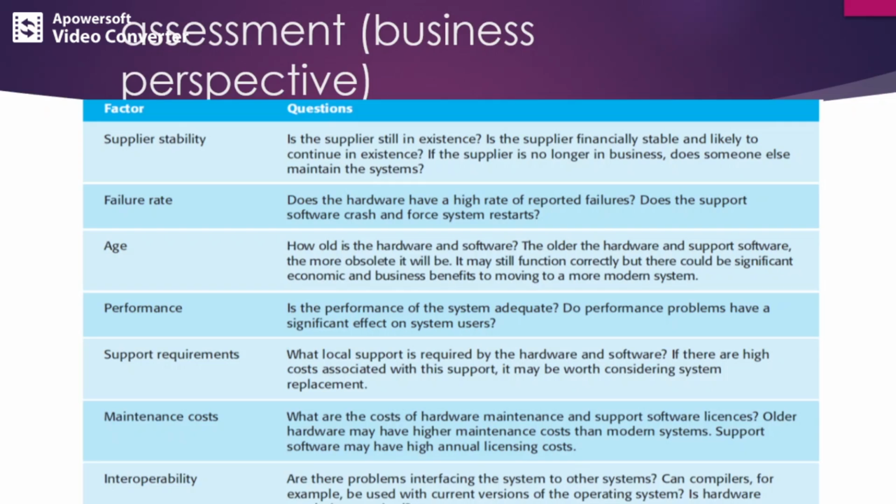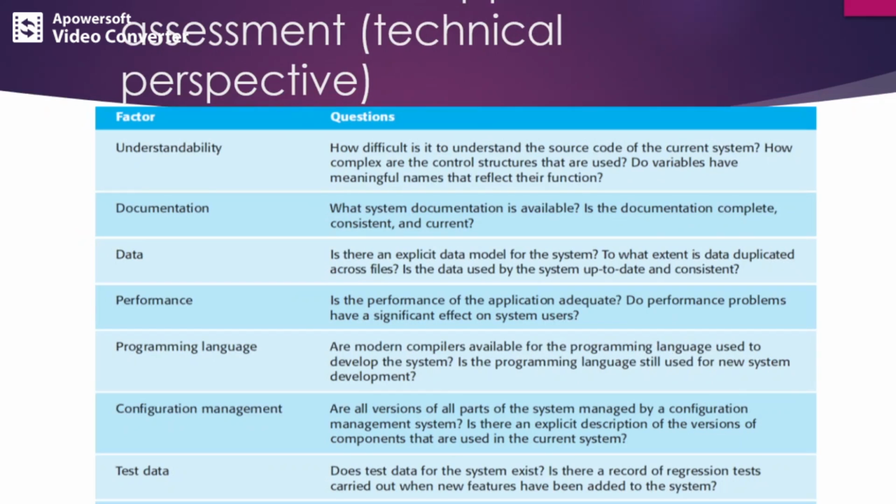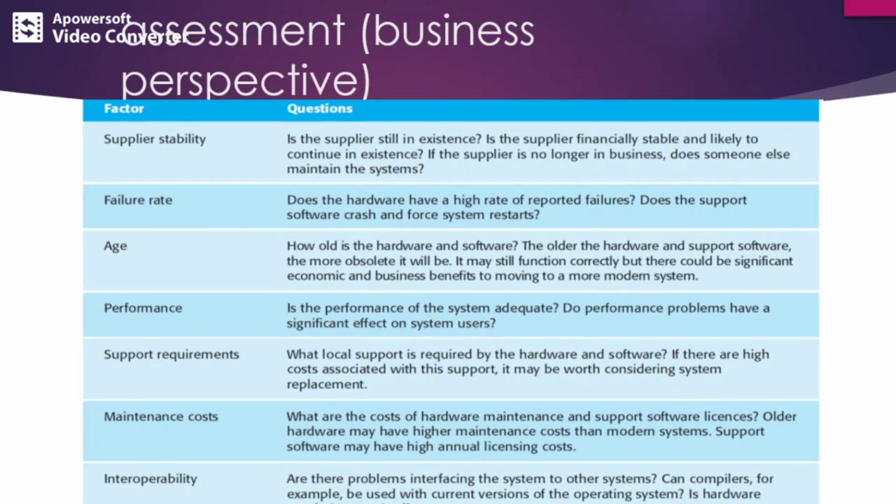Next factor is the maintenance cost. Here you need to see the cost of maintaining the hardware units, and also the cost of your support software licenses. Some licenses might be purchased ones. So you need to see what the cost is. Older hardware may have higher maintenance cost than modern systems. Support software may have high annual licensing cost.